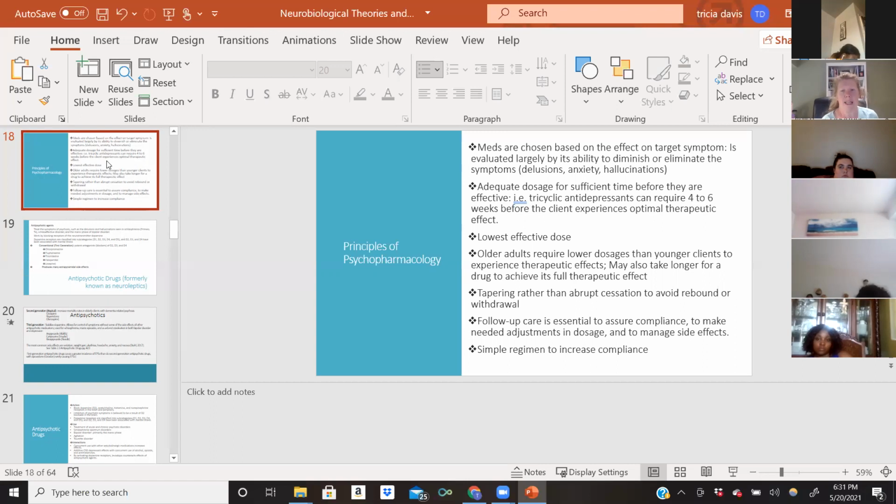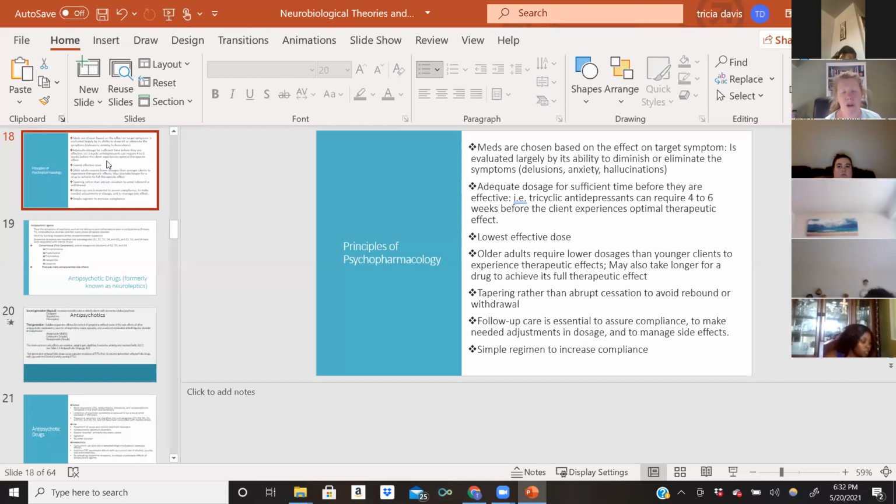They are going to make sure that they order an adequate dosage for a sufficient time before they are effective. So we know with tricyclic antidepressants, they can require 4 to 6 weeks before the client experiences that optimal therapeutic effect. So that is something we're going to want to explain to the patient, because we don't want them to say, I stopped taking it, I took it for 3 weeks and I didn't feel better. Well, they haven't even taken it for the maximum amount of time for it to be sufficient right now. So a lot of education goes into these medications.